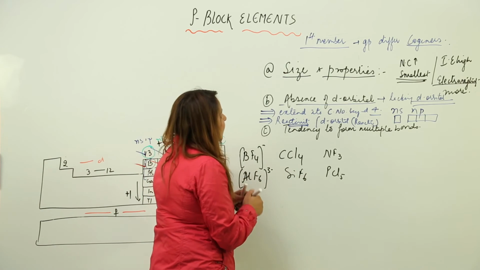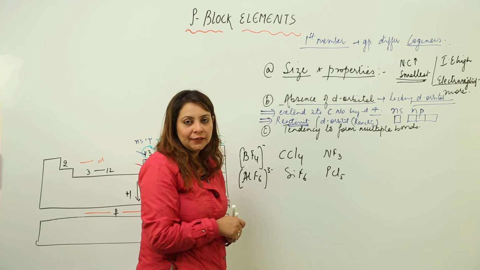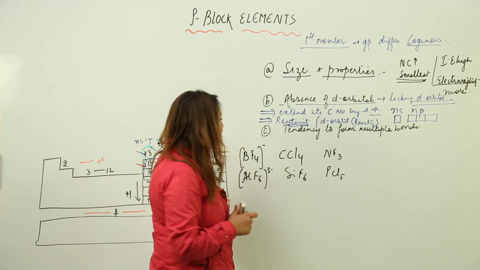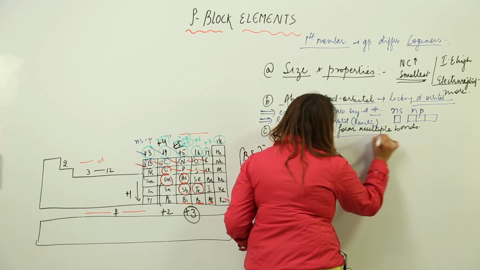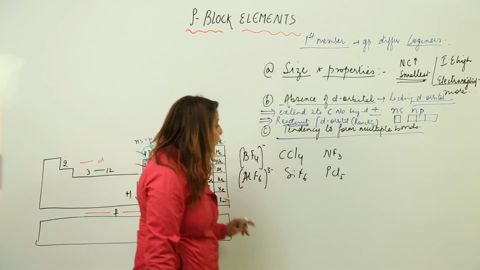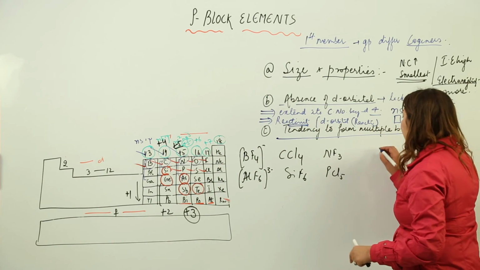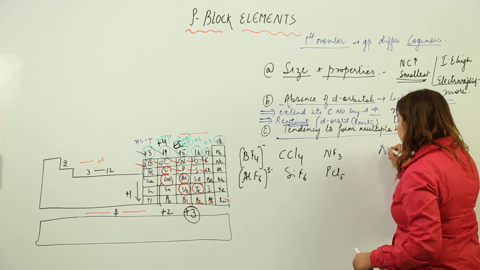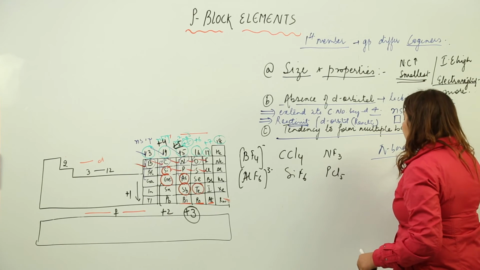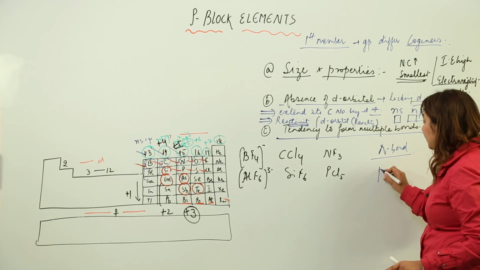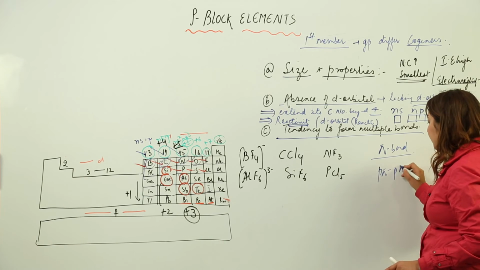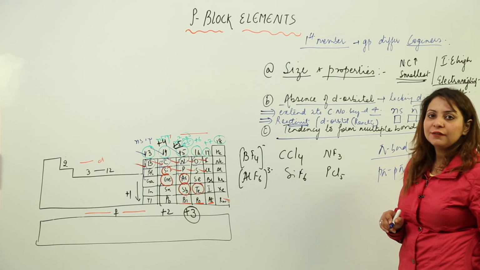Moving on to the third main reason behind the anomalous properties of the first element, that is the tendency to form multiple bonds. Each first member of the family can participate in pi bond formation, but the only type of pi bond it can form is p pi-p pi, because it doesn't have d orbital.